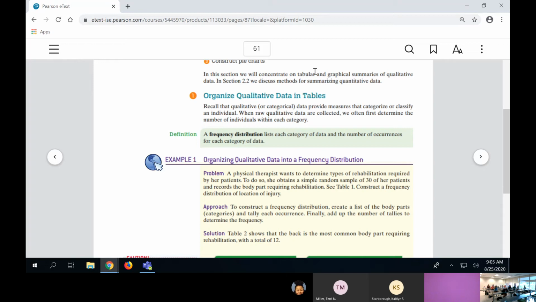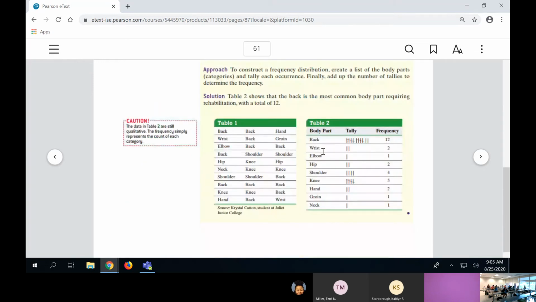Oh, this stuff's rough. Here is a qualitative. How do you know it's qualitative? Because they don't have any numbers. There's no classes here. These are nothing but categories. Back, wrist, elbow, hip, shoulder, knee, hand, groin, neck. Somebody give me the average. You can't, because it's not numbers, it's categories. This is a qualitative frequency distribution.